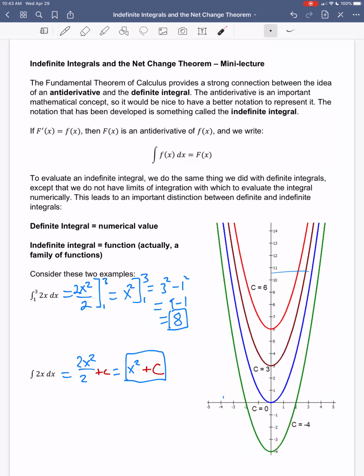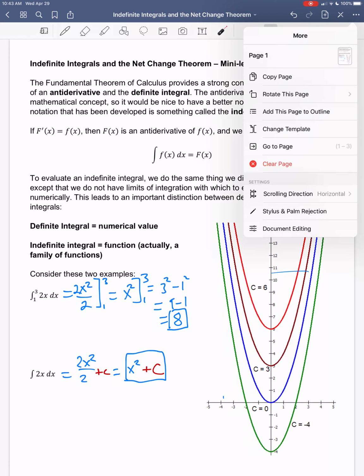All of these parabolas, all 4 of them that I have graphed here, are all part of this solution to this indefinite integral. And of course, these are only 4 specific examples. There are actually infinitely many graphs that would be solutions for this indefinite integral. And so that's what I mean by saying we have a family of functions that's the solution to this indefinite integral.